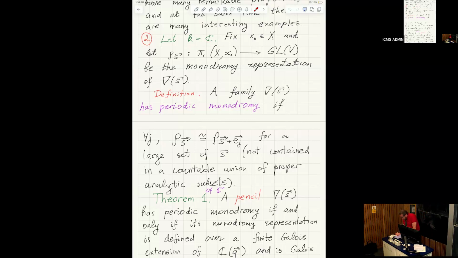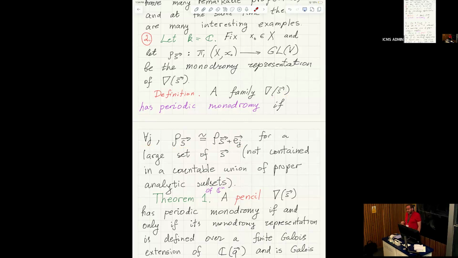In this case, I can fix a base point on my variety. Let's say it's connected. And then I get the monodromy representation from pi_1 of X with base point x_0 into the general linear group. So this is the monodromy representation. And I make a definition that this family has periodic monodromy if for every k, the representation rho_s corresponding to parameters s and rho of s plus e_k are isomorphic.